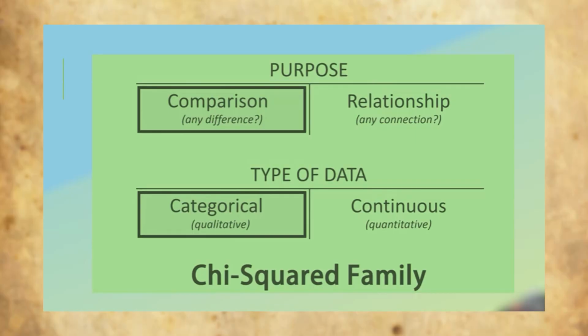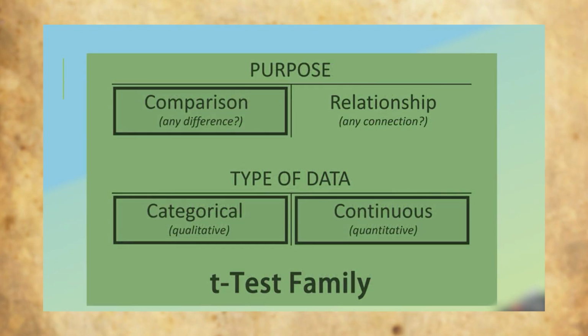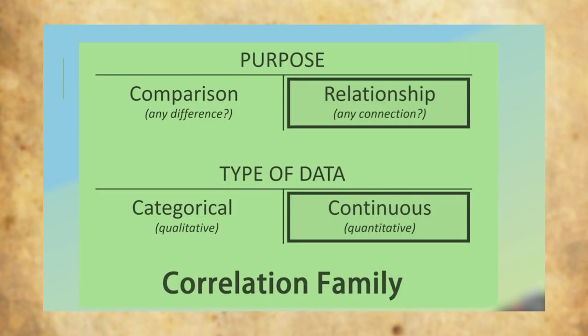Say for example, the purpose of the study is to compare, not to look into the relationship, and the type of data we have is the categorical data. Then we need to use the chi-squared family. On the other hand, if we are trying to compare and we are looking into the categorical data as well as the continuous data, we might opt for t-test family. And if we are trying to look into the relationship and we have data which is continuous in nature, we might opt for correlation family.